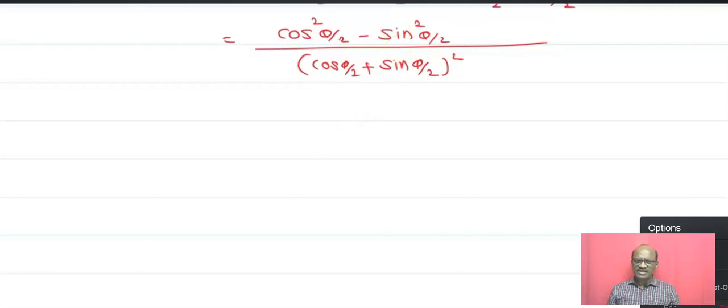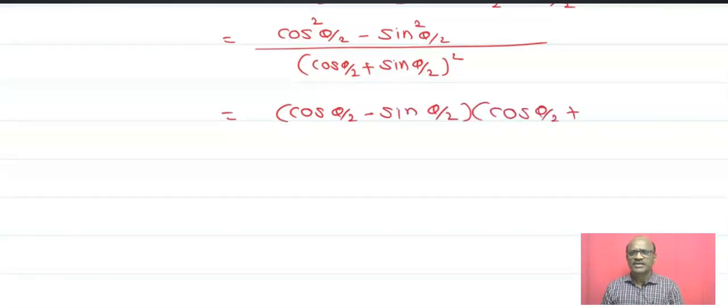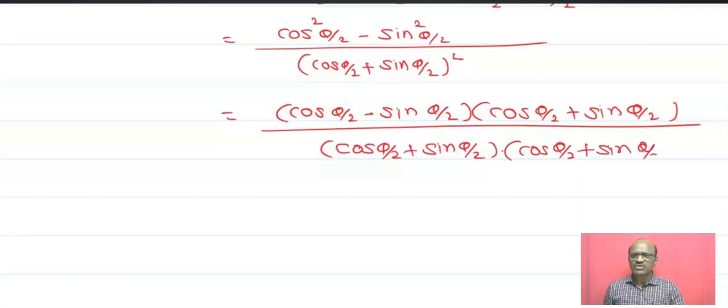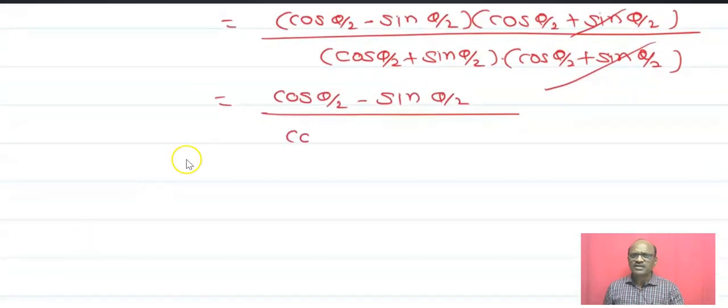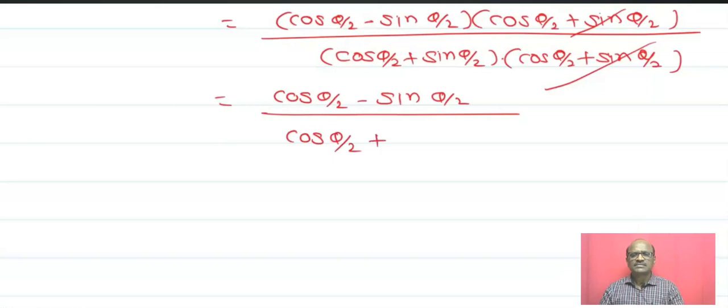Then one term will get cancelled. Now see this again. We have cos of theta by 2 minus sin of theta by 2 times cos of theta by 2 plus sin of theta by 2, upon cos of theta by 2 plus sin of theta by 2 whole square. One term will get cancelled here, and then you will get in the numerator cos of theta by 2 minus sin of theta by 2, upon the denominator cos of theta by 2 plus sin of theta by 2. Now see this here.